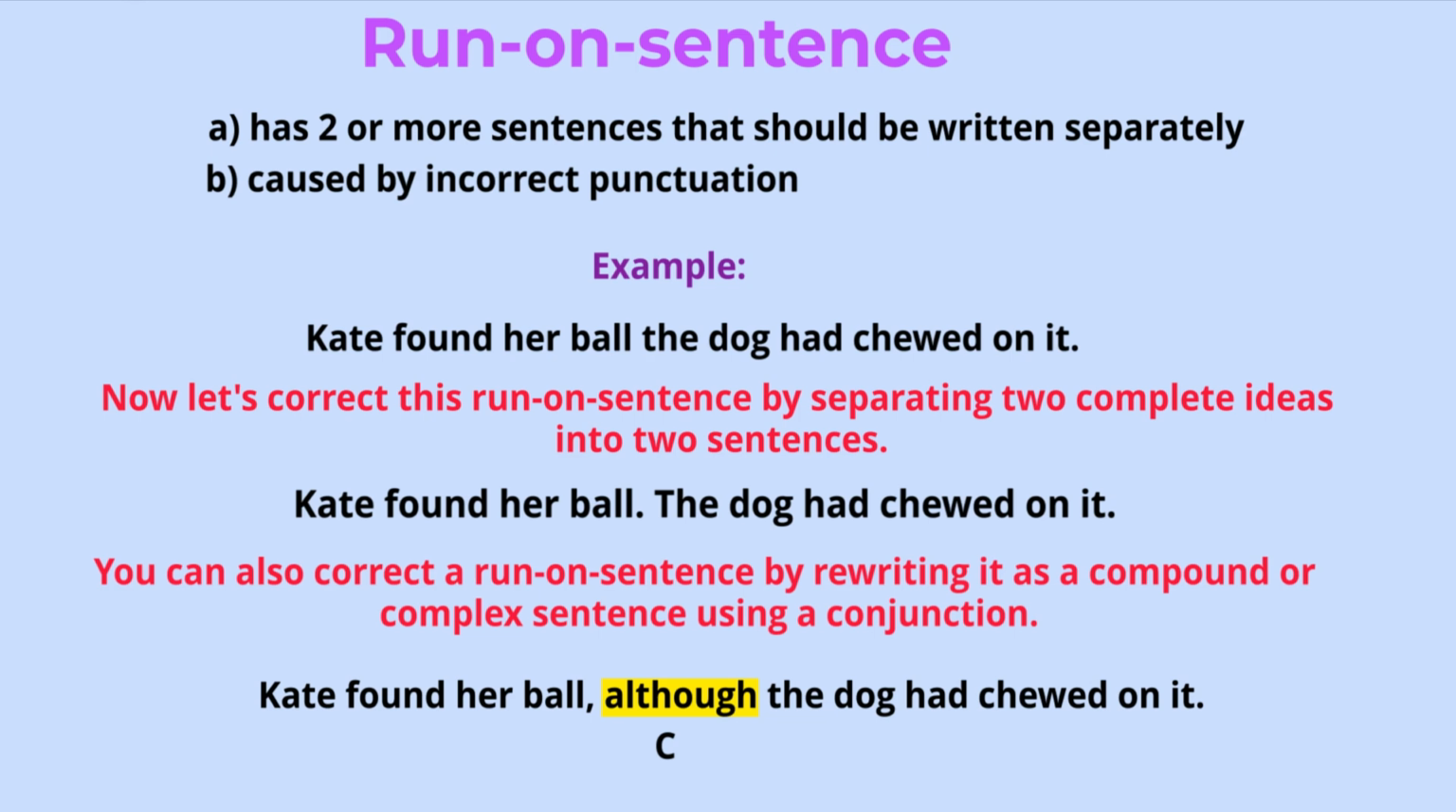So, this run-on sentence has been corrected and we wrote it as Kate found her ball, although the dog had chewed on it. Can you tell me which sentence is this? Like it is a compound or complex sentence? Yes, it is a complex sentence because although the dog had chewed on it is a dependent clause and Kate found her ball would be an independent clause. Got it?